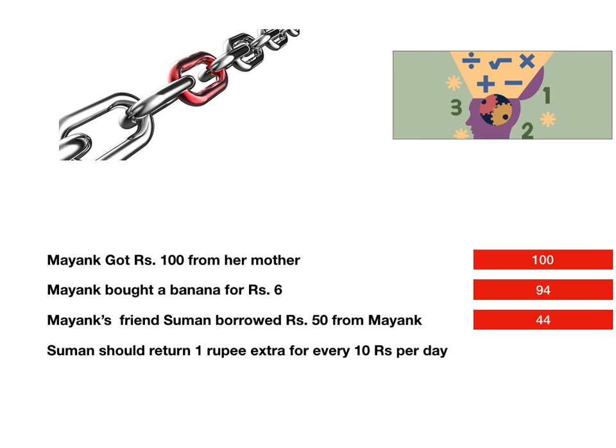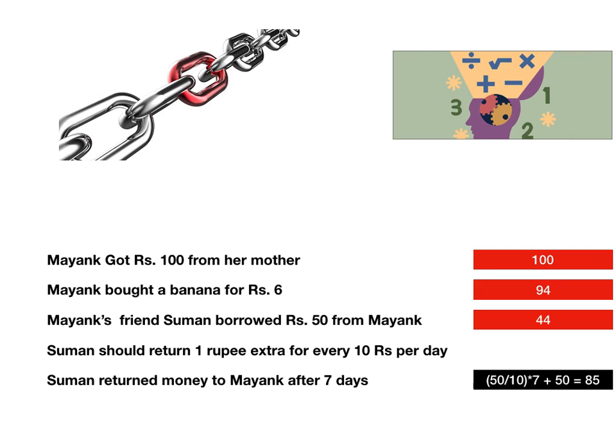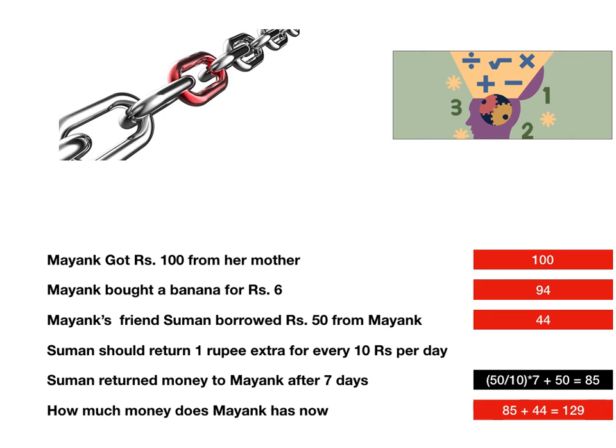Now there was an agreement between Suman and Mayank that Suman would return 1 rupee extra for every 10 rupees per day of delay in the return. He returned the money to Mayank after 7 days. So in total he returned 50 divided by 10 multiplied by 7, because there was a delay of 7 days, plus the original amount that he borrowed, so 85 rupees. In total Mayank got 85 plus 44 is equal to 129. And we'll now see how we can do it with the help of computers.